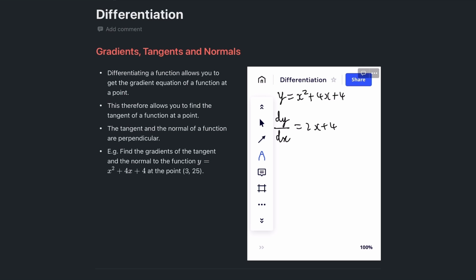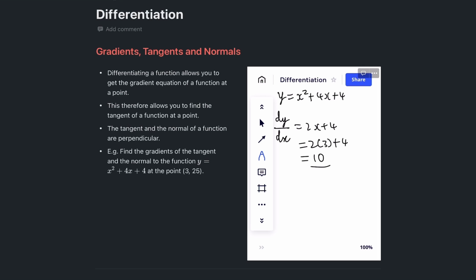And after this, to find the gradient of the tangent, you would take the x value from that point, which is from the 3 comma 25. The x value would be 3, and you just substitute that into the differentiated function, right? So you take the x and put it where you see x. So 2 times 3 plus 4, which is just 6 plus 4, which is 10. And that's it. You found the gradient of your tangent.